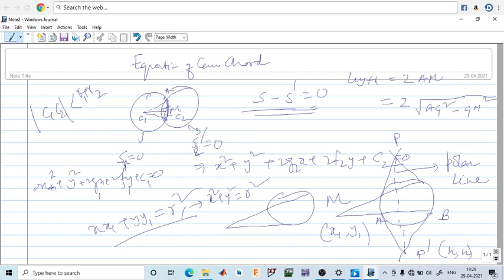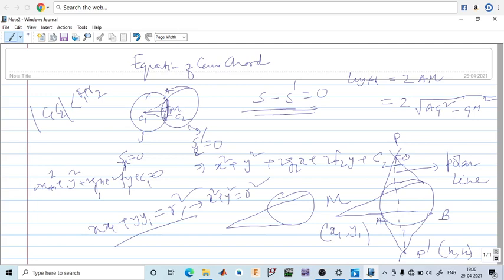You can say exactly the same, because if we extrapolate the chord, then we will get the point M that lies on the external extrapolated part of AB, right? So this is the concept that you are going to find in polar.